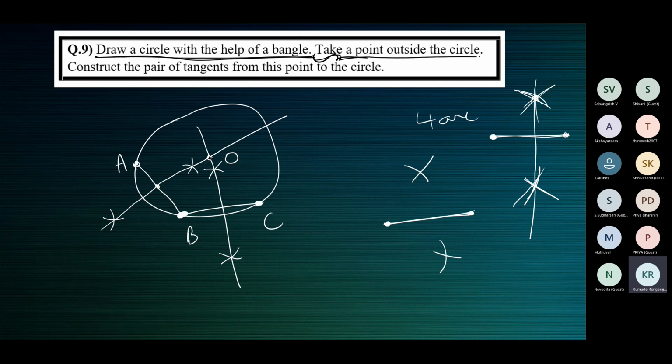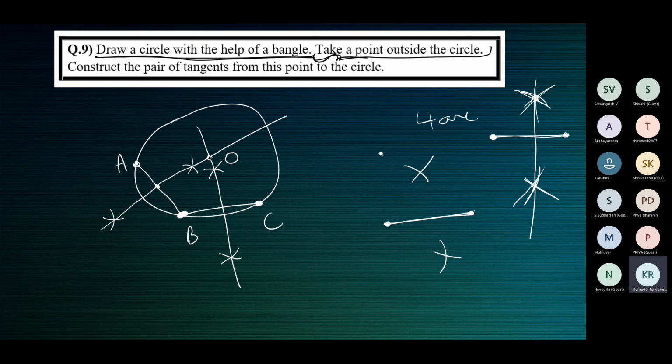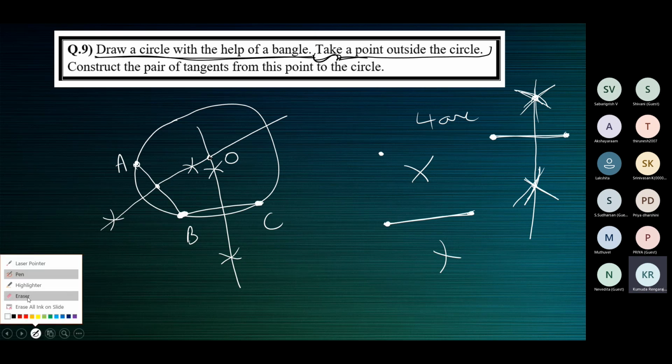Take a point outside the circle. Any point, you're free to take anywhere outside the circle, this side, above, below, any side. But mostly the right side is comfortable. You can take a point anywhere around the circle, but normally the right side, or if you feel the left side is comfortable, take it there. So I've taken it here on the right side of the circle.